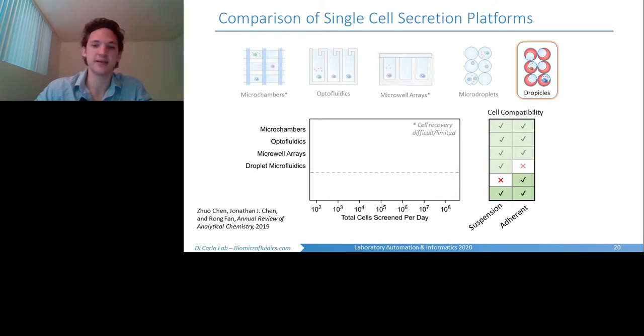If I come back to this chart over to the right here with the cell compatibility, interestingly, our system currently is a little bit opposite of these other droplet microfluidic platforms in that it's very well suited for adherent cell types. Currently we've been testing the system with cells that can adhere via RGD binding sites. But I really need to emphasize here that this is just a first generation of the system.